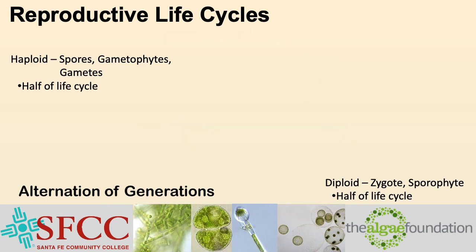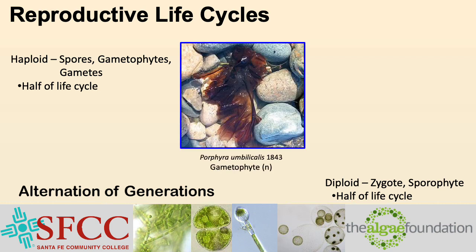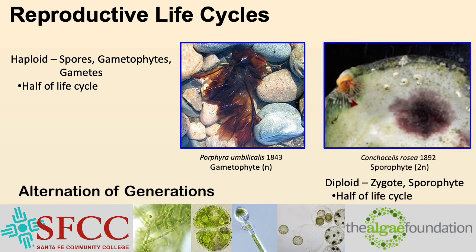As an example of this extreme state of affairs, in 1843 the species Porphyra umbilicalis was described. It is a large foliose red alga that is the source of the food dulse. In 1892, Conchocelis rosea was described. It is a microscopic red alga that lives on the surface of hard things like seashells. And this was the state of affairs in red algal taxonomy for a long time.